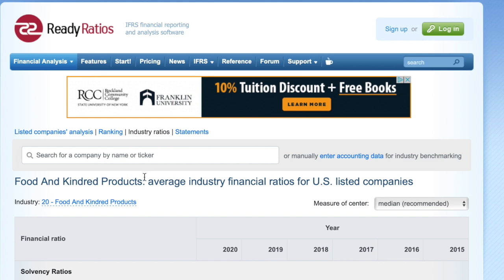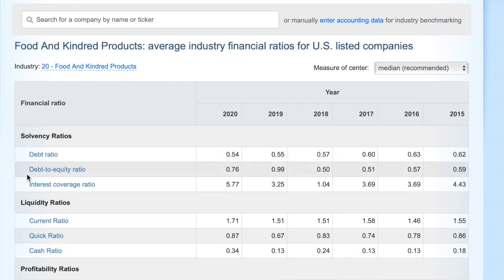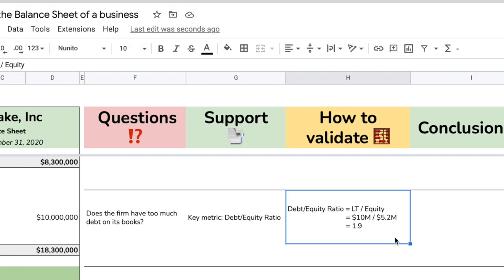So if we look up the food and kindred products, which is in the same category as Crab Cake Inc., we'll find that the debt ratio, or here debt to equity ratio, typically is less than 1, right? So if we go back, we'll find that ours is 1.9, which may indicate that we have way too much leverage in the business by taking on too much long-term debt.